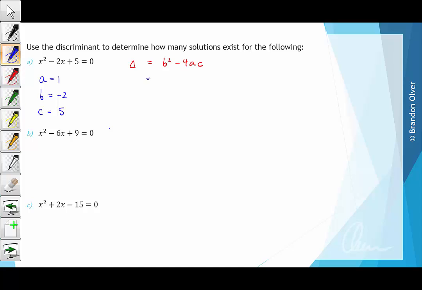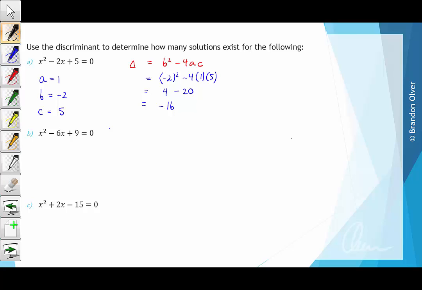So the discriminant is equal to b squared minus 4 times a times c. So for this we have b squared is minus 2 squared minus 4 times 1 times 5. So minus 2 squared gives positive 4. And then we have minus 4 times 1 times 5, which is minus 20. So all up, the discriminant equals negative 16.